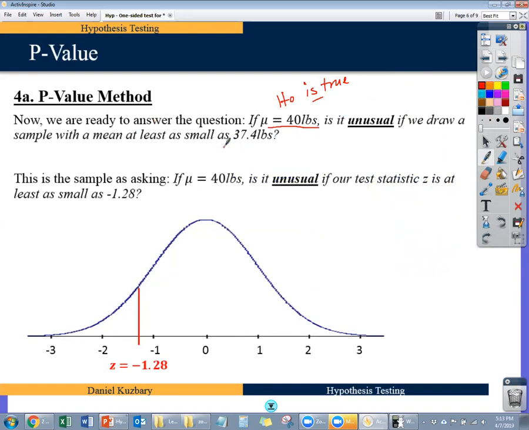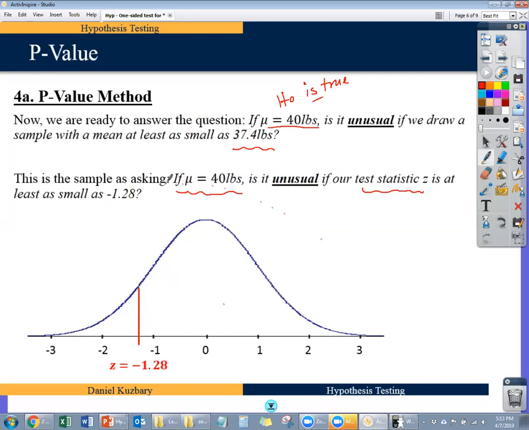So let's rephrase the question. We computed a test statistic from this number that's under the standard normal distribution, and that's the picture I have here. So let's ask the question in a different way. If mu is 40 pounds, if this is true, big if, hypothesis, is it unusual that our test statistic z is at least as small as negative 1.28? Asking, is it unusual that this mean is so small, is the same thing as asking, is it unusual that this number is as small as it is or smaller?